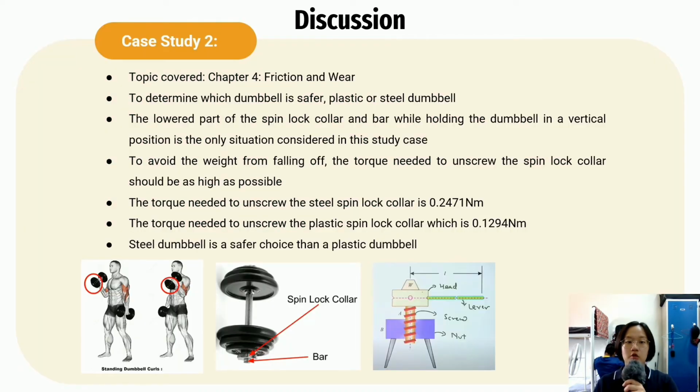Next, for case study 2, the topic covered is chapter 4, friction and wear. The requirement of this case study is to determine which dumbbell is safer, plastic or steel dumbbell.